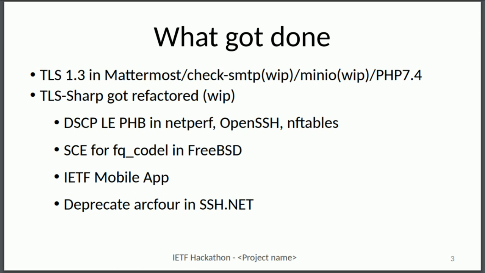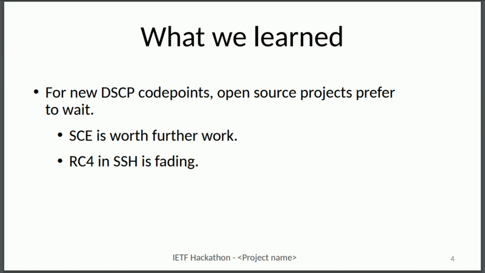So next slide, please. What we learned basically was open source projects tend to want to wait for new DSCP code points to become RFC before accepting patches. That's the case for SSH, so we wanted to wait. RC4 in SSH is mostly fading away. It's mostly going away. We've not seen that many cases of open source projects still shipping with it.